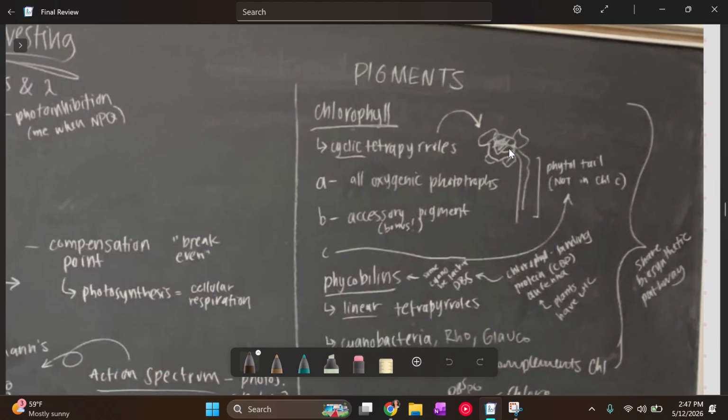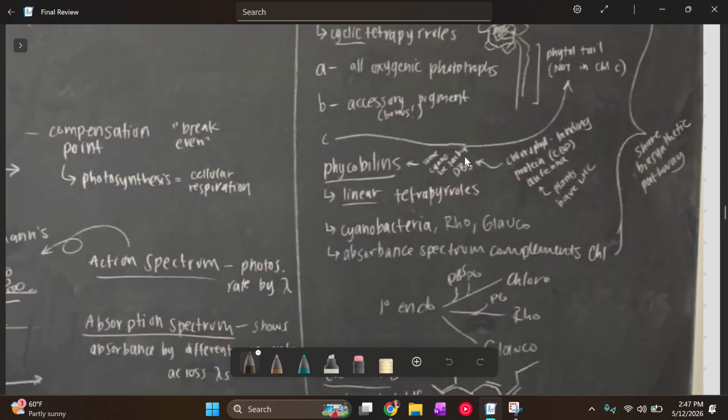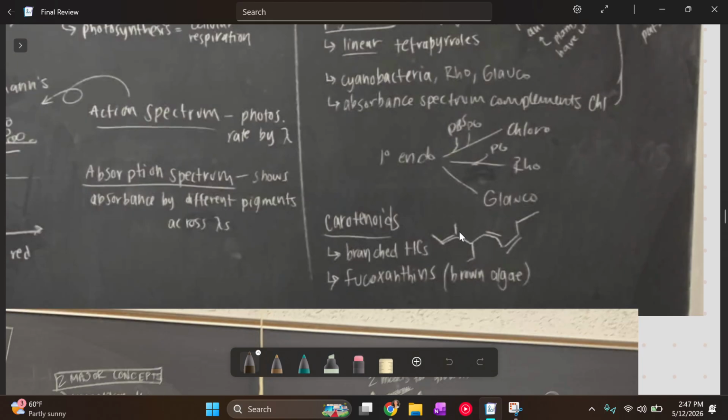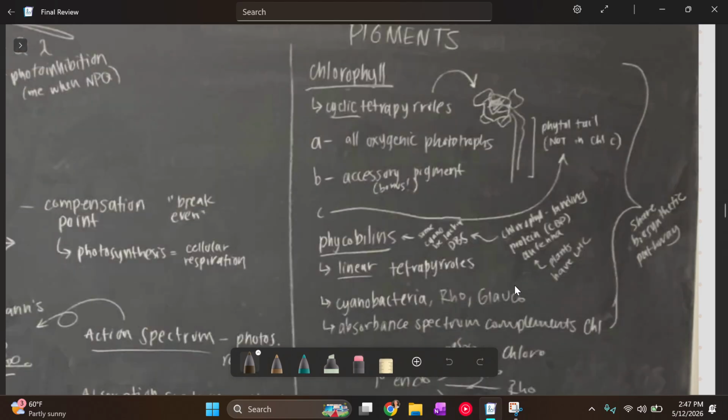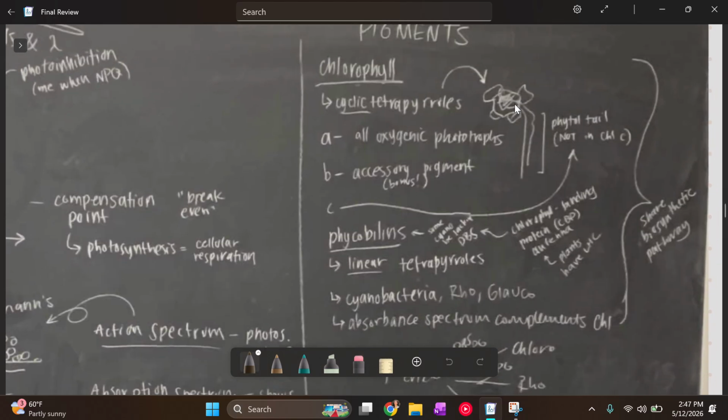So chlorophyll is a cyclic tetrapyrrole, but it has a phytol tail. Well, not in chlorophyll C. But it's a cyclic tetrapyrrole, and this drawing of it is probably not the most ideal, but it's very different from a carotenoid, which looks like this. It's a branched hydrocarbon. But a phycobilin is also going to be a tetrapyrrole, but a linear one, so it's not going to be this circular shape. So hopefully you should be able to tell them apart.